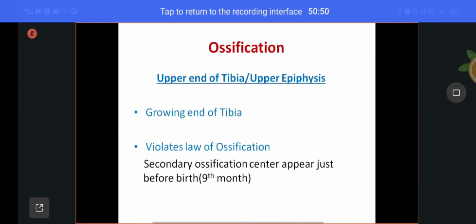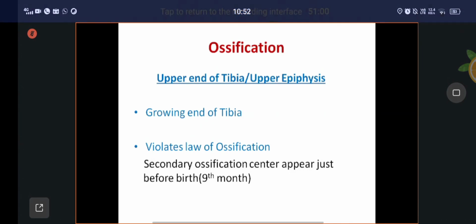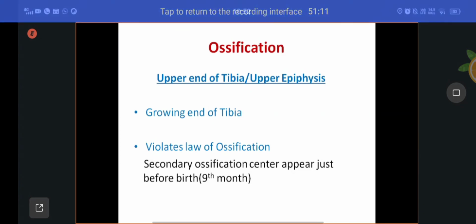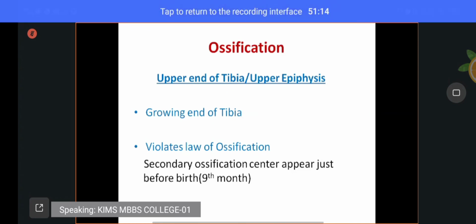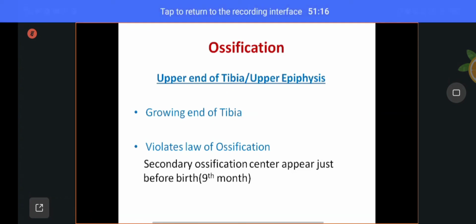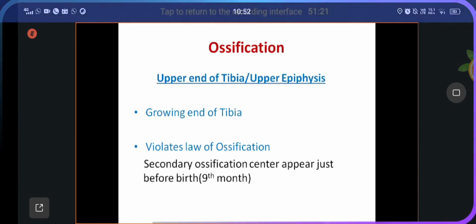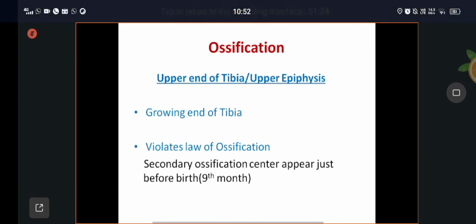If you take the upper end of the humerus, the lesser tubercle and greater tubercle are the traction epiphysis, and the head of the humerus is the pressure epiphysis. If you take the femur, the greater trochanter and lesser trochanter are the traction epiphysis, and the head of the femur is the pressure epiphysis. The law is that the pressure epiphysis appears first, then the traction epiphysis. Like this, a number of laws are present. The violation of laws will also be very, very important.